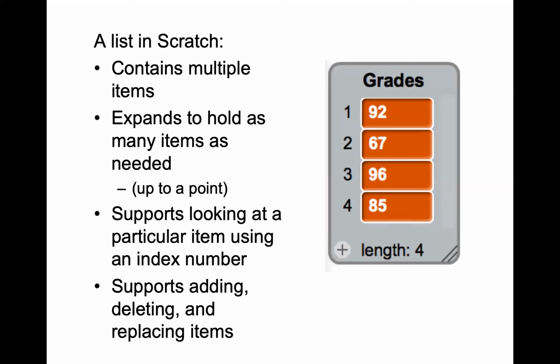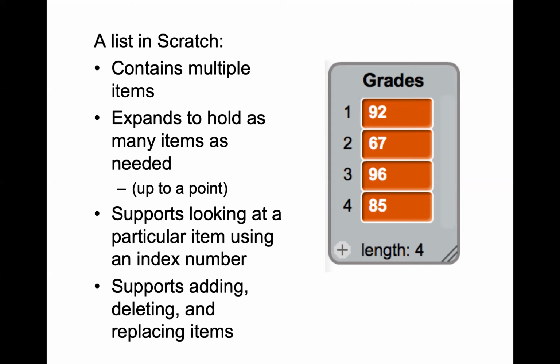I've shown on the right part of the slide here what Scratch shows you for a list. So let's look at the elements of this. The name of this list is grades. When you create a list in Scratch, there's a button for this along the left side of the main Scratch screen. You give every list that you create a name. This one's called grades, and grades has 4 items.